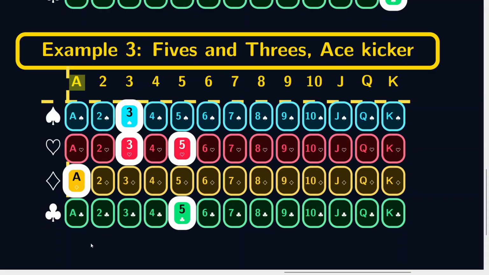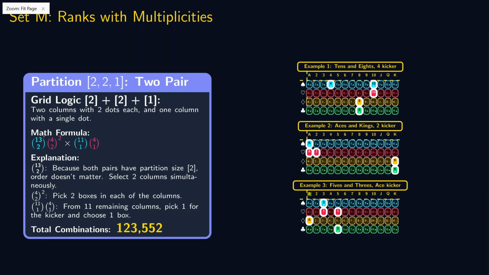Now let us build the formula, and once again there is a critical point about symmetry that we must handle correctly. For the 2 pair columns, notice that both of them belong to the same partition group. Both have a partition size of 2. They are structurally identical. Neither pair is the first pair, and neither is the second pair. They are simply 2 columns of the same type, and they are interchangeable. This means, just as we saw with the kicker columns in 3 of a kind, we must choose both pair columns simultaneously rather than one at a time. We use 13 choose 2, selecting both pair columns at once from all 13 available ranks. 13 choose 2 equals 78.